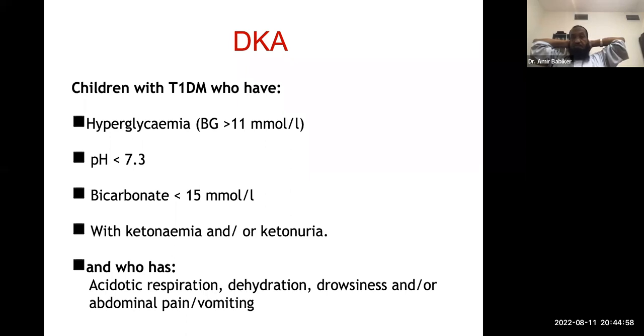Kussmaul. Very good, Ibrahim Mukhtar. Okay, Kussmaul breathing: is it acidotic breathing or alkalotic breathing? This is an interesting question.